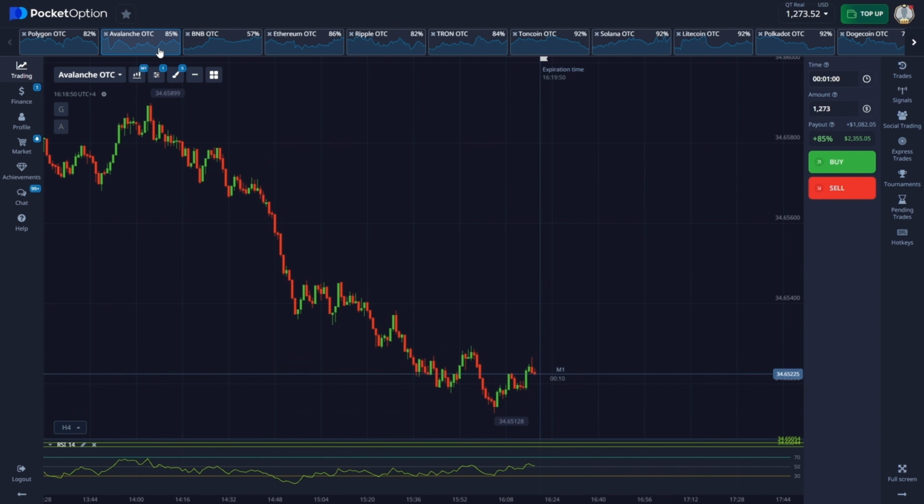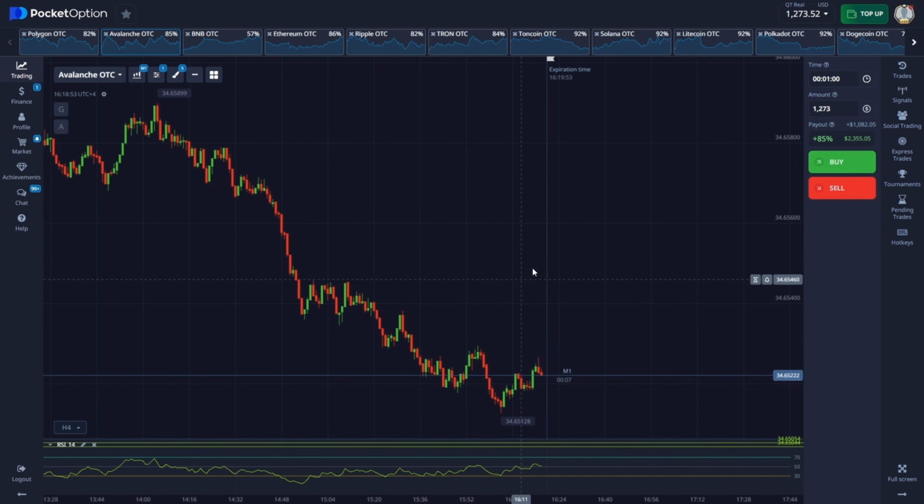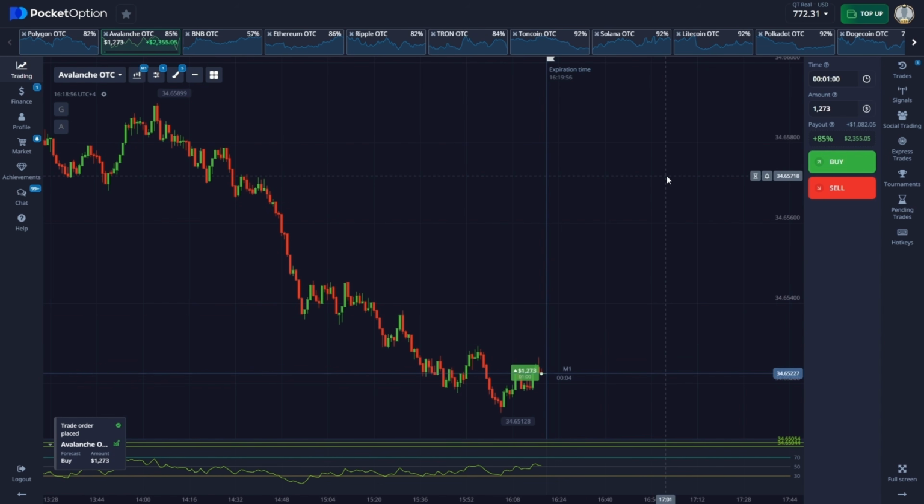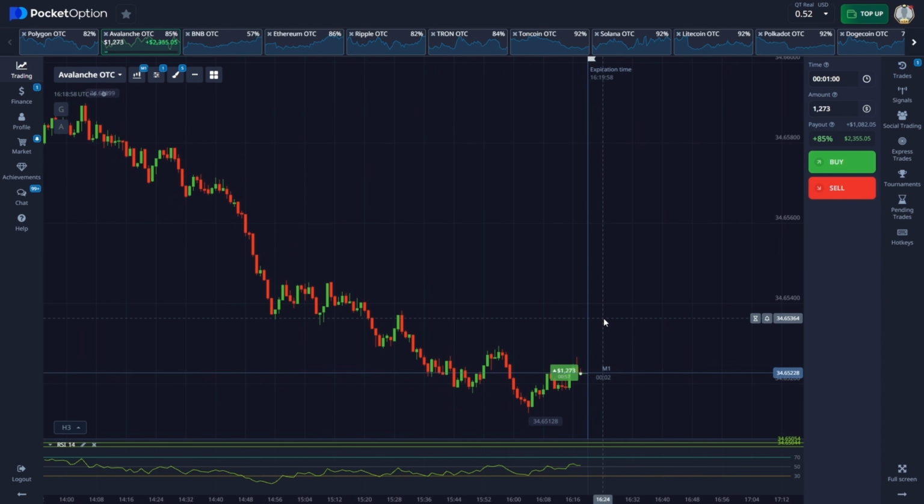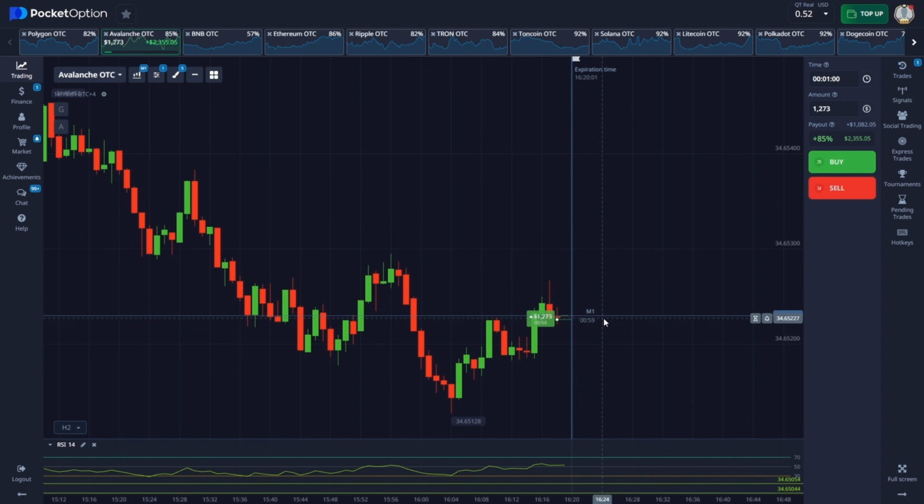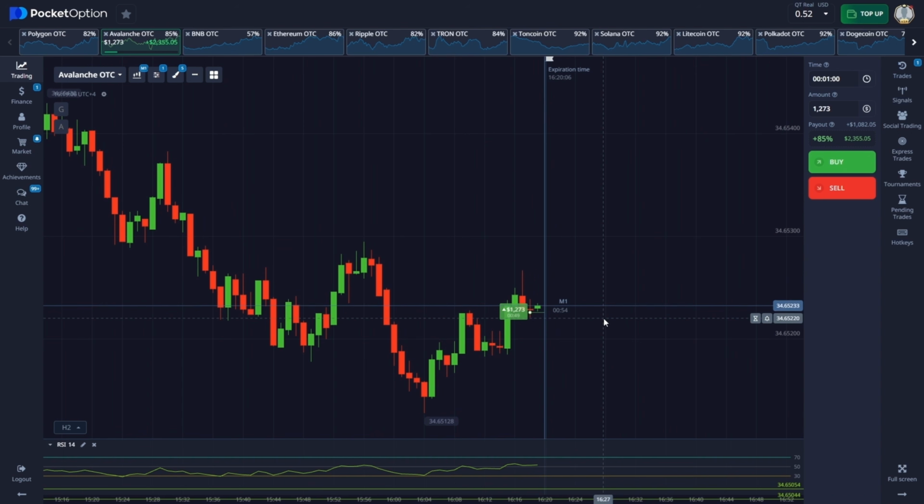On Avalanche OTC, we have a trade for an upside move. And I placed a trade for the upside move on Avalanche OTC worth $1,273. As you can see, the previous red candle closed near the RSI level of 50, and there is also a continuity pattern. If you've watched our psychology video, you'll remember this pattern. This is a good trade, but you'll also see one error. Okay, now the candle turned back and the trade is going in our favor. We still have 30 seconds left.